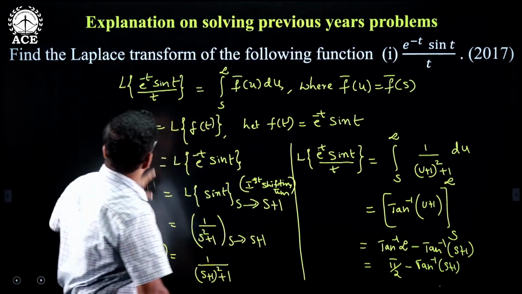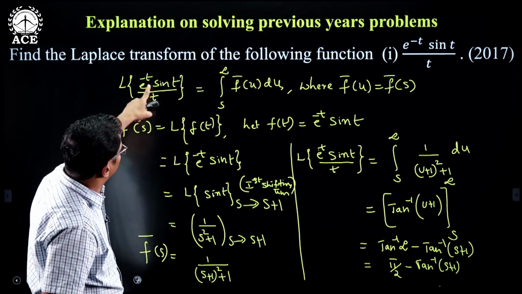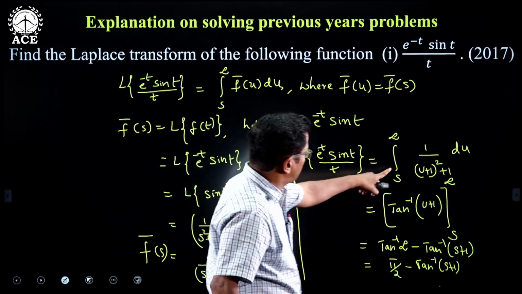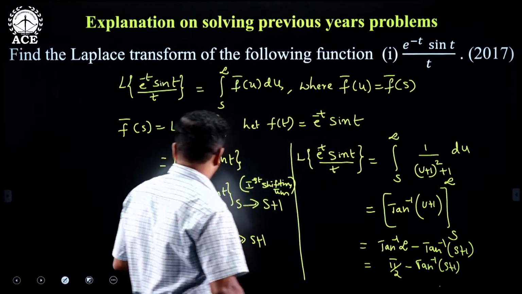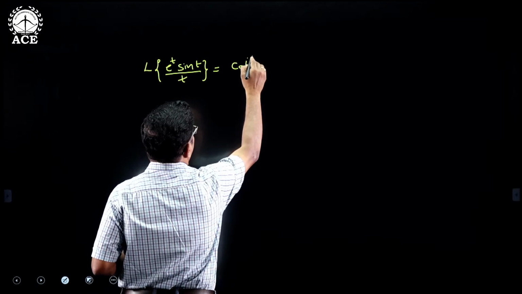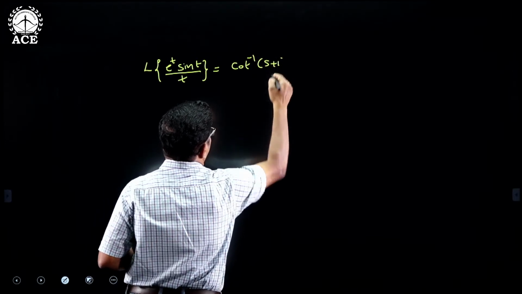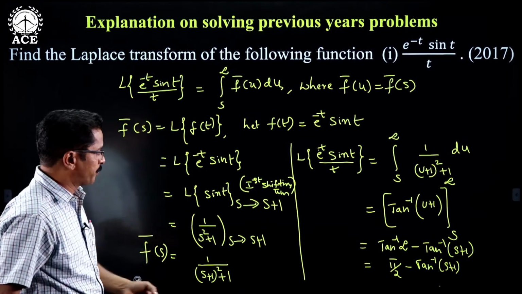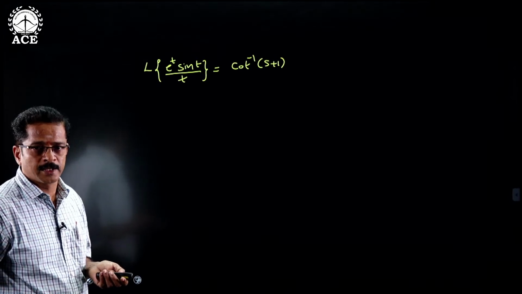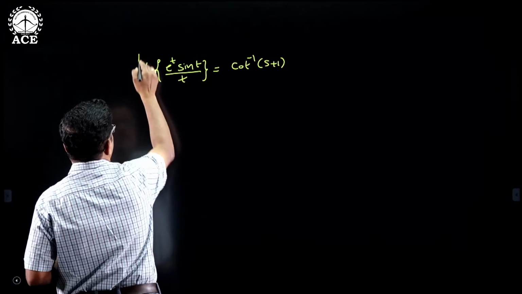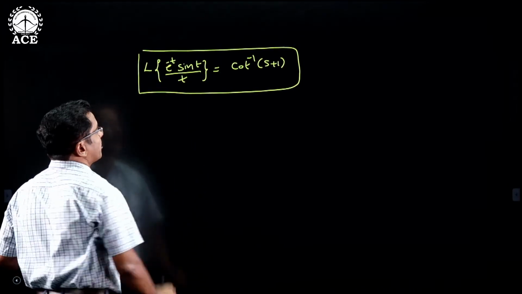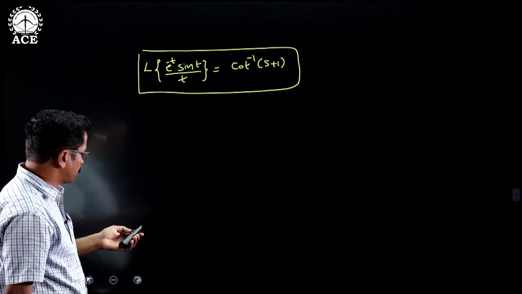Okay, here e power minus t. So s is shifted to s plus 1, not s minus 1, sorry. So now I am just writing, which is equal to cot inverse s plus 1. Pi by 2 minus tan inverse of s plus 1 is cot inverse s plus 1. Right? So the Laplace transform of e power minus t sin t is equal to cot inverse s plus 1.